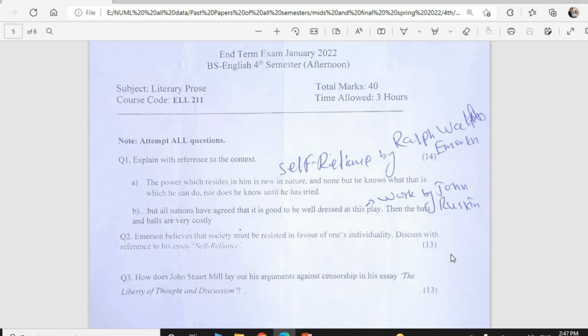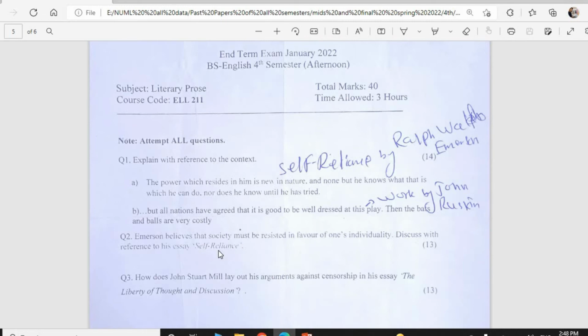And question number 2 is, Emerson believes that society must be resisted in favor of one's individuality, discuss with reference to the essay Self-Reliance. Obviously, one of the most prominent themes in Self-Reliance is society as a wave. I've discussed all of this in detail. Society is the hurdle to individuality, to the learning and growth of an individual. The society is a hurdle.